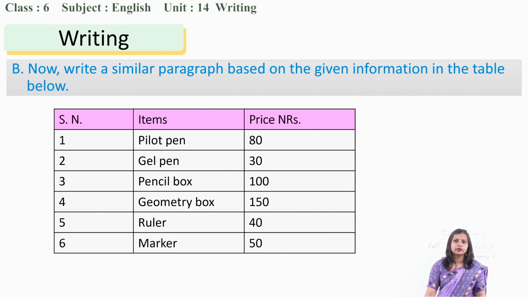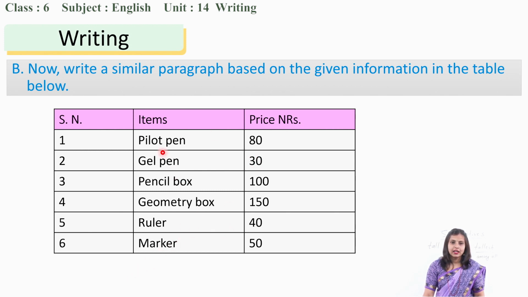First of all, tell me, what are these? Pilot pen, gel pen, pencil box, geometry box, ruler, marker. What type of items are they? Yes, they are stationery items because you have been using them. Yes, you have most of them, right? These are stationery items which we use in our study. Okay, so these are stationery items and here are the prices of these items.